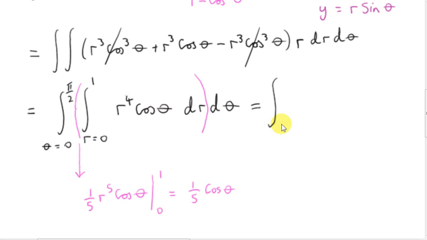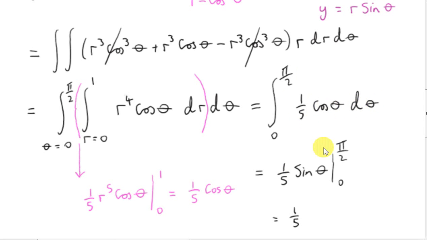So the outer integral runs from 0 to pi over 2, and we are integrating 1/5 cos theta with respect to theta. The integral of the cos function is sine. Sine of pi over 2 is 1, so we end up getting 1/5.